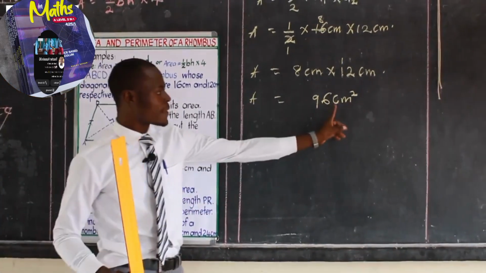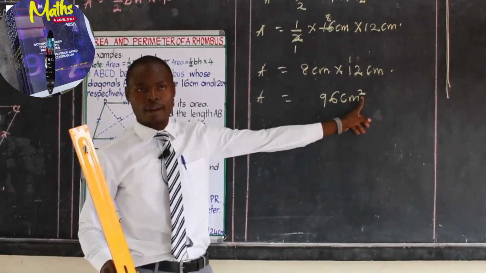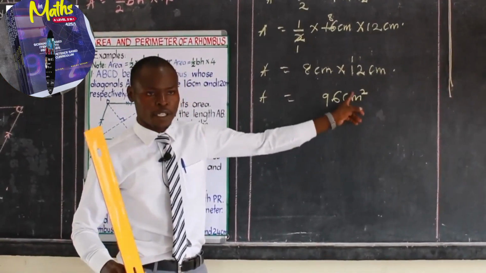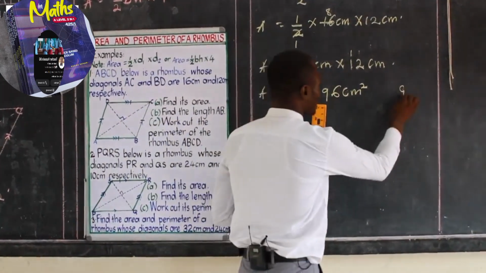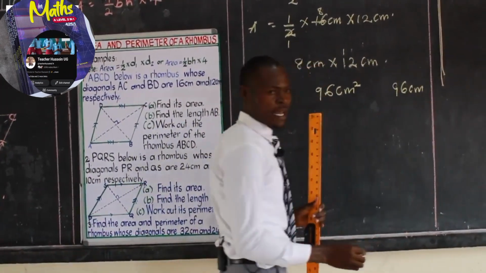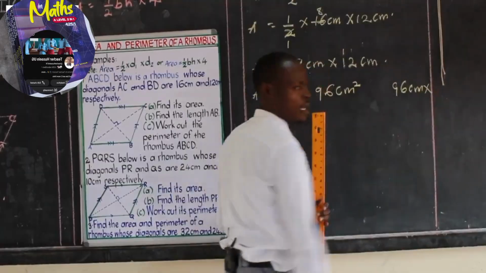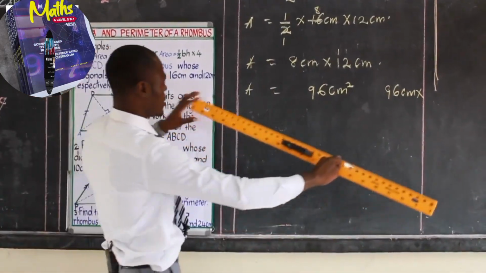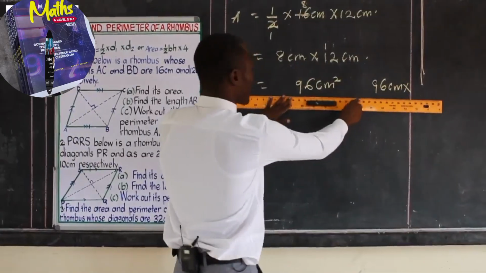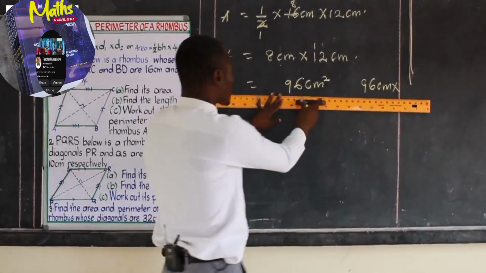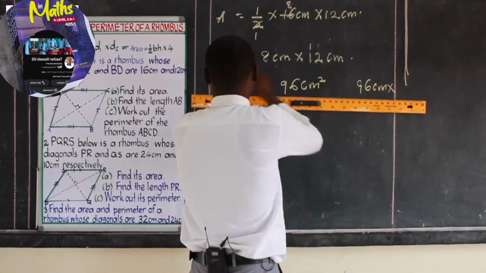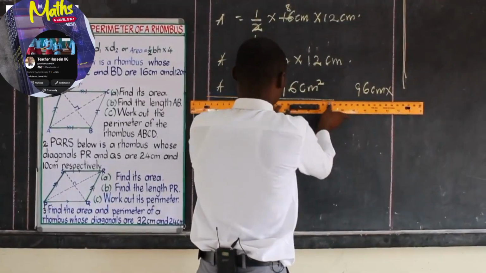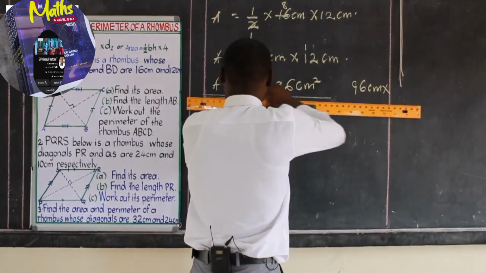Class, if you forget the units, you lose the mark. These are very, very important. If you just give 96 without the square centimeters, I must tell you your answer is wrong. So be very careful when writing down the units. Also carry some sense for purposes of being organized: get your ruler and underline your answer. I wish you double underline your answer.